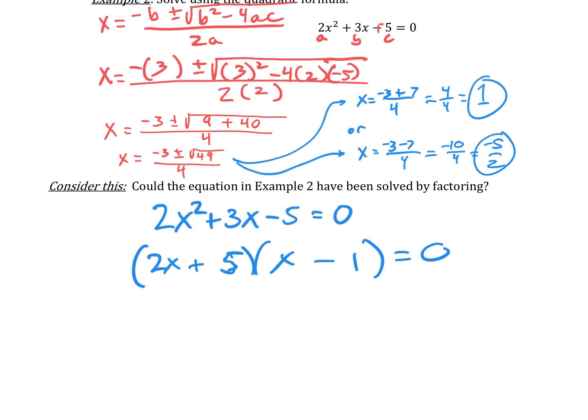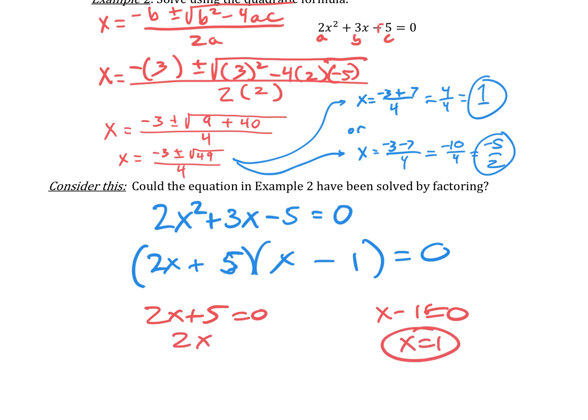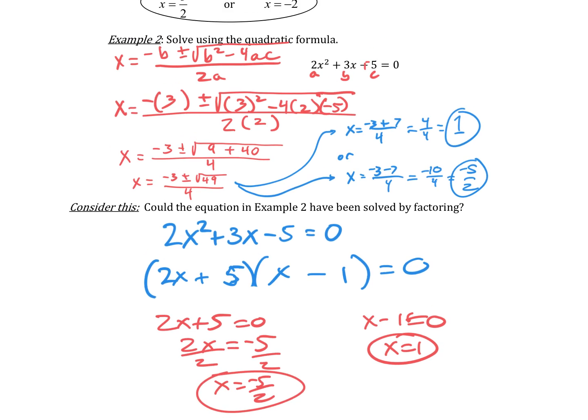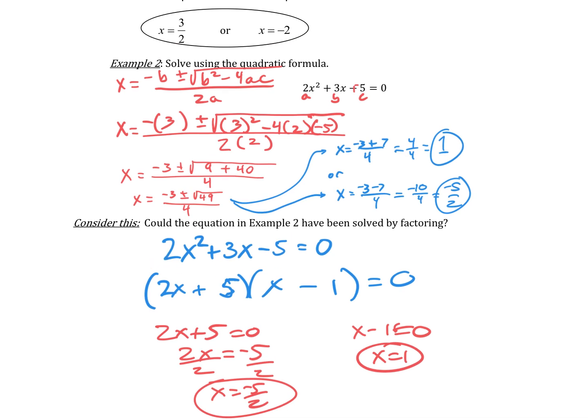All right, and so we could have solved this using factoring. 2x plus 5 equals 0, and x minus 1 equals 0. Solve this one, and x equals 1. Solve this one by subtracting 5 and dividing by 2. x equals negative 5 halves. So we could have factored it there. All right, but if you didn't see that, then the quadratic formula works.